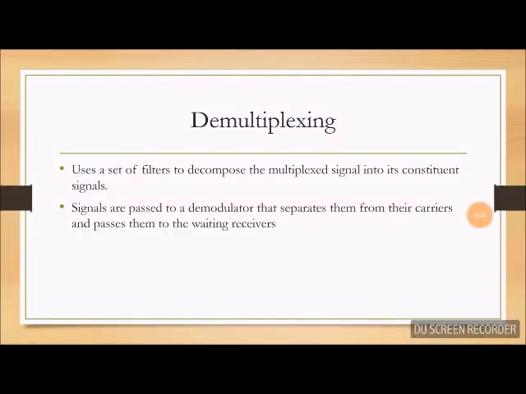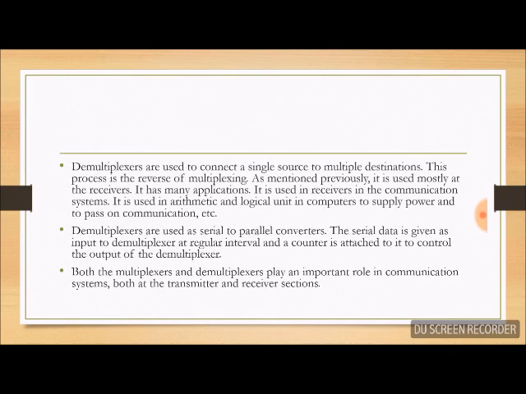Demultiplexing uses a set of filters to decompose the multiplexed signal into its constituent signals. Signals are passed to a demodulator that separates them from their carriers and passes them to the waiting receivers. It is the reverse of multiplexing. The demultiplexers are used to connect a single source to multiple destinations. This process is the reverse of multiplexing, as mentioned previously. It is used mostly at the receivers.